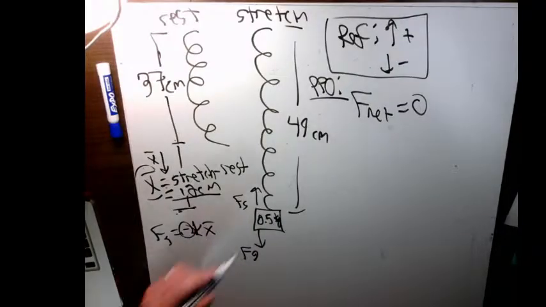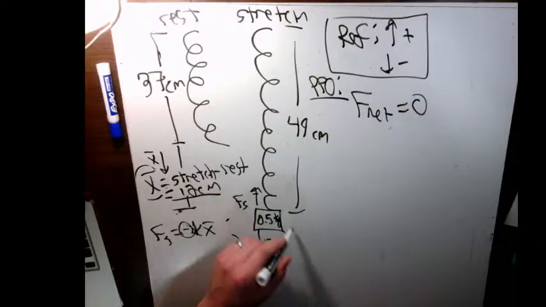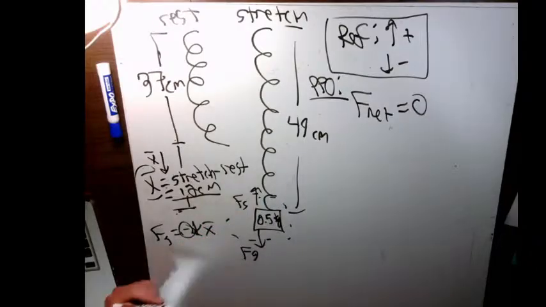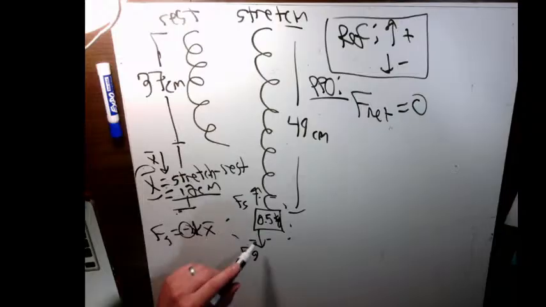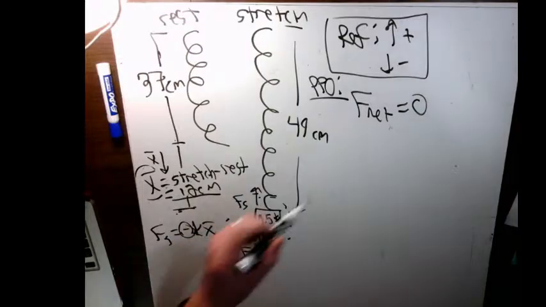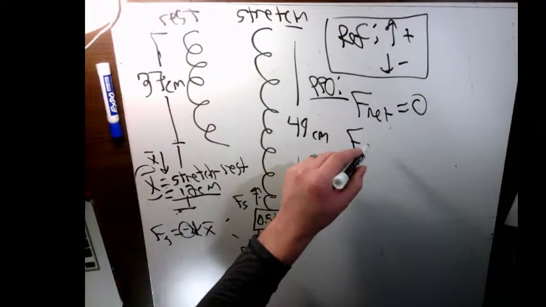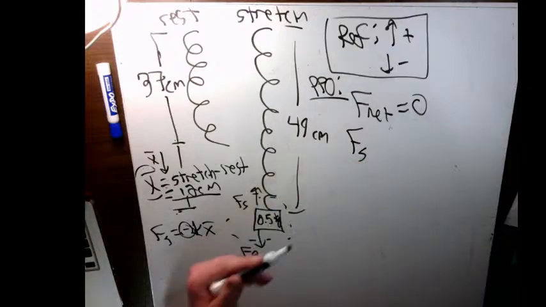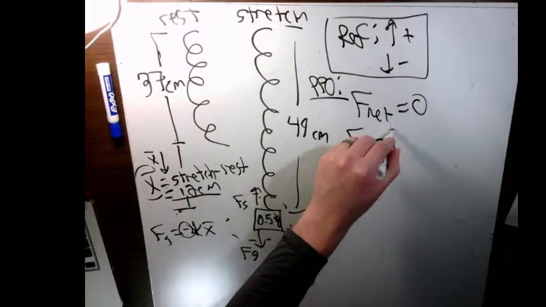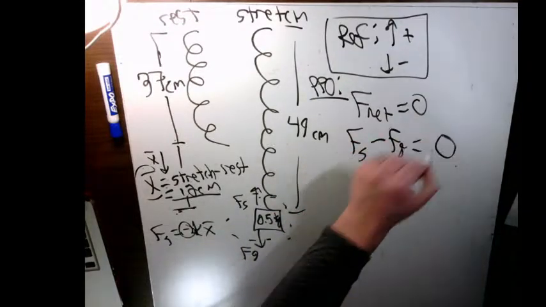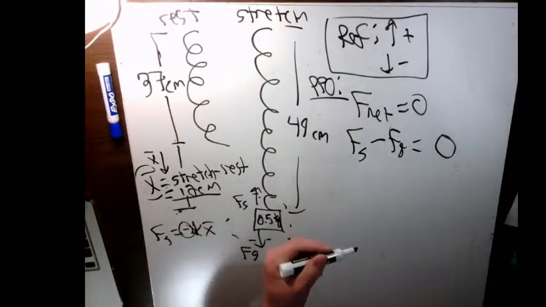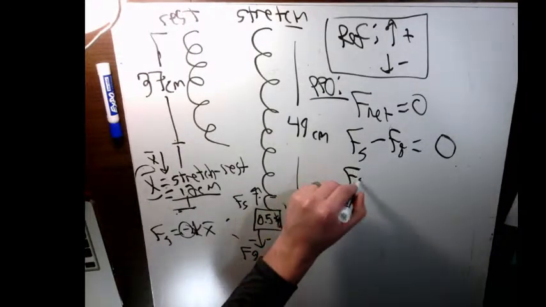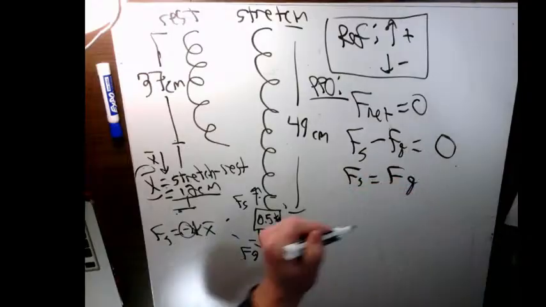So our two forces acting on this mass, the two external forces on this system of the mass, are force of gravity and force of spring, or elastic potential. So we have the force of spring up and force of gravity down, and they need to equate to 0 newtons. So our force of spring is equal to our force of gravity.